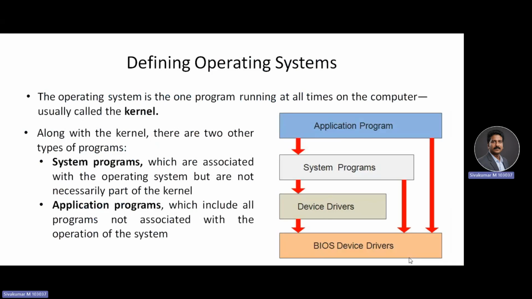The operating system is one program running at all times on a computer, usually called a kernel. Along with the kernel, there are two other types of programs running: system programs and application programs. System programs are the ones associated with the operating system but not necessarily part of the kernel. They support or help the operating system functionalities. Application programs include all programs not associated with the operating system, which are used by the end users.